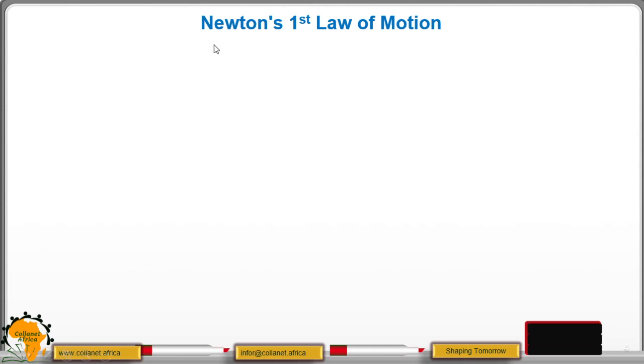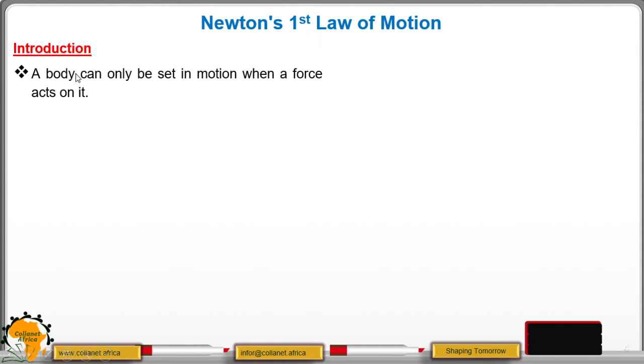Hello student, welcome to our first lesson where we are going to look at Newton's first law of motion. We start with the introduction.